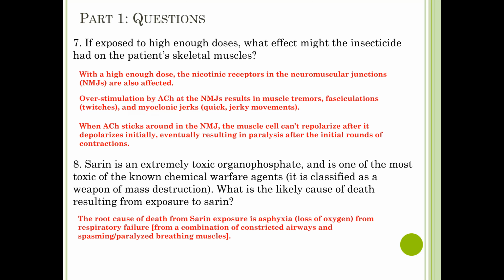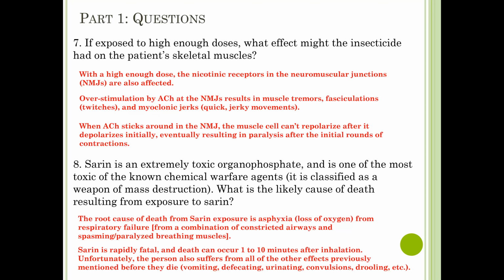So the root cause of death from sarin exposure is actually asphyxia, which is the loss of oxygen, and this occurs from respiratory failure. And the reason you have respiratory failure is a combination of the constricted airways that we talked about before, and then as the dose increases and affects muscles, you have spasming and then paralysis of the breathing muscles. So the bottom line is that you end up dying from a lack of oxygen because you can't breathe.